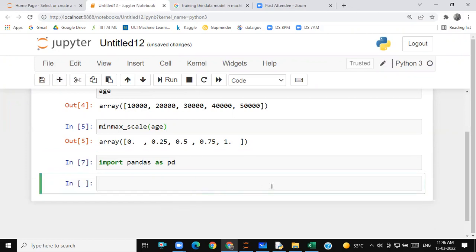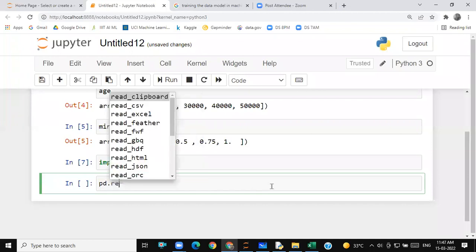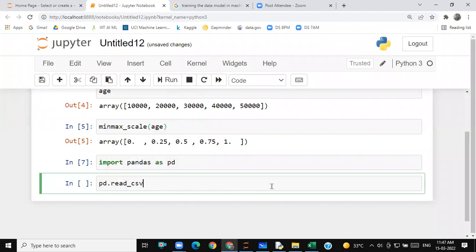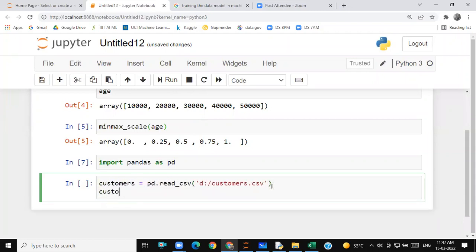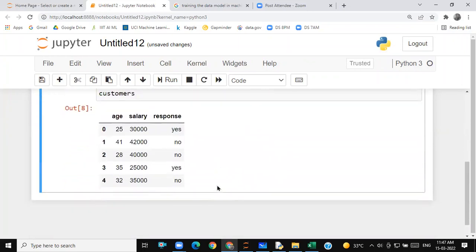Okay. So see here how I'm collecting the data. It's very easy. I don't write much code. For every functionality, there will be some functions. I want to read the data from a CSV file, D:/, customers.csv. See how easily we do this. This is the customers' data. Whatever data was in the CSV file, I just collected like this.